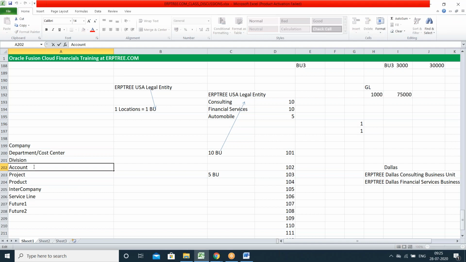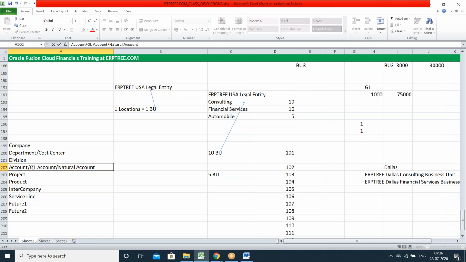And in some implementations, the account segment we call as GL account or we call as natural account also. So these are the different names we use for the segment called account. Most of the clients we use the name as account, but some clients ask us, we want to have this segment name as GL account since we maintain all the accounts in the GL only. So all the accounts are maintained in the GL with the help of chart of accounts.